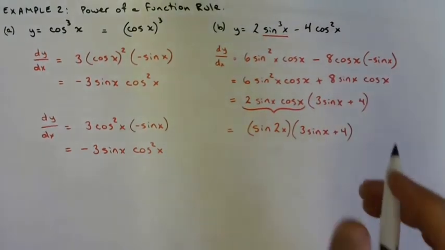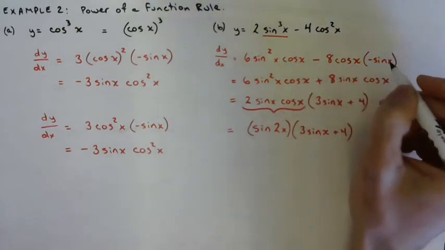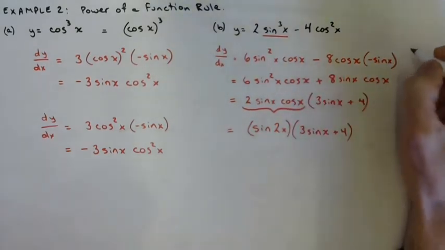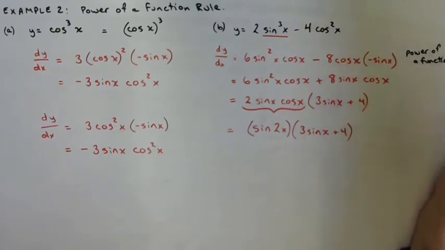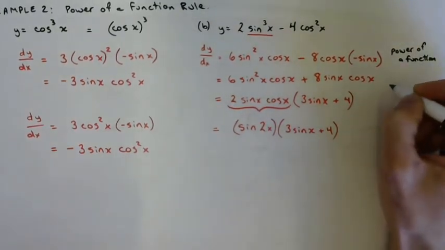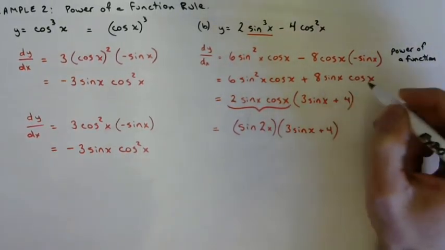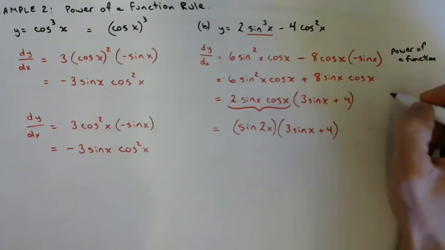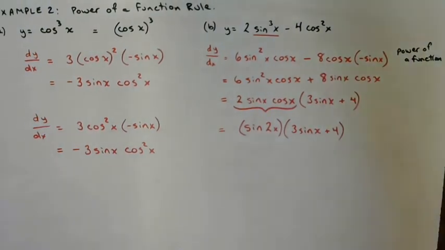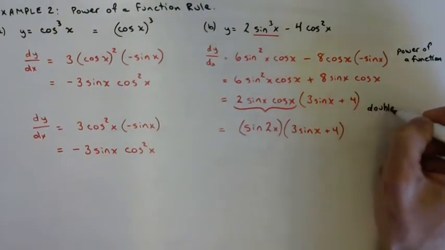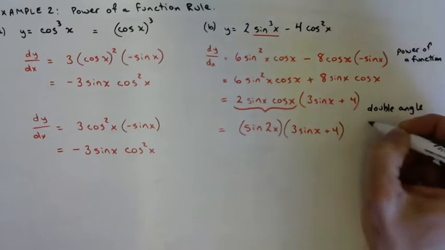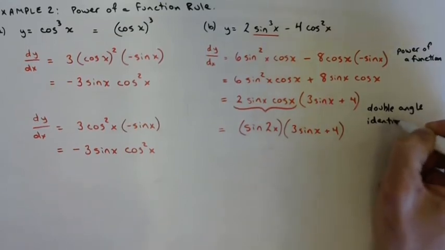Okay, quick note, what did we do? Here we had the power of a function rule. Power of a function. Then we had the difference. And then down below we had a double angle identity right here. Double angle identity.